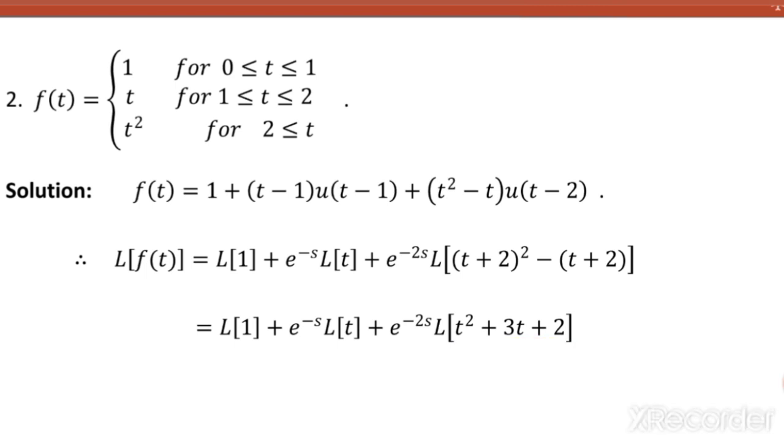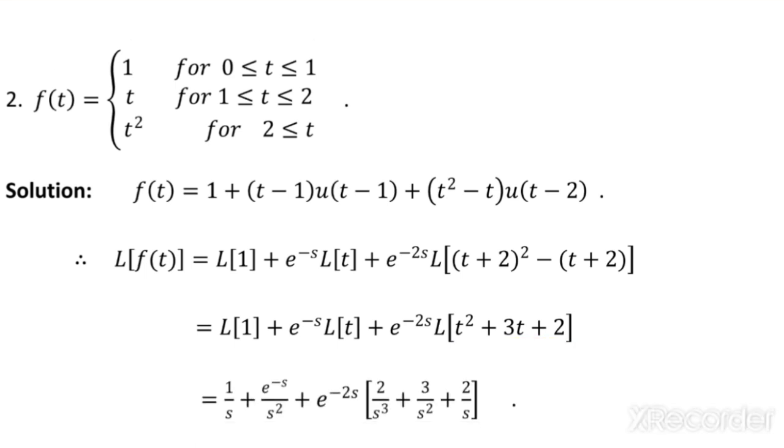So now it is term by term Laplace transform. So L of 1 is 1 by s, e power minus s by s square, plus e power minus 2s into t square, Laplace transform is 2 by s cube, 3 times the Laplace transform of t is 1 by s square, so 3 by s square, plus 2 times the Laplace transform of 1, it is 1 by s, correct.